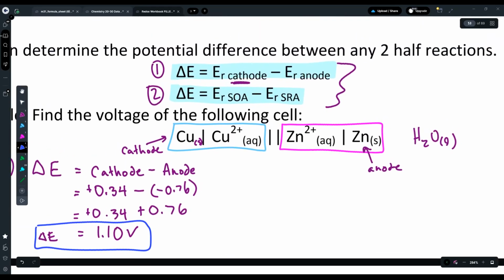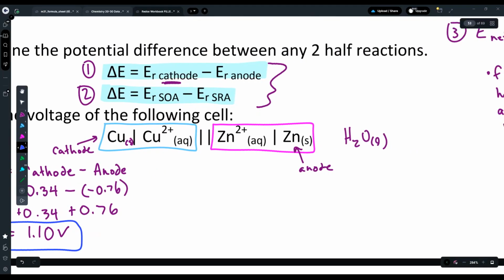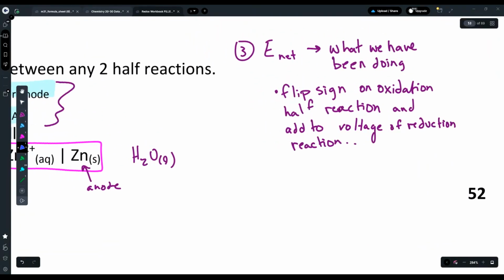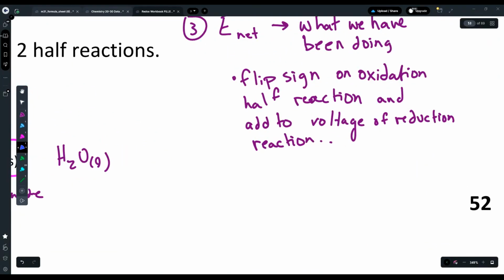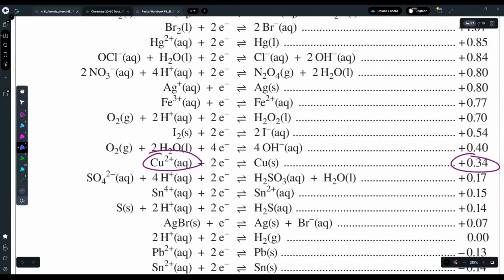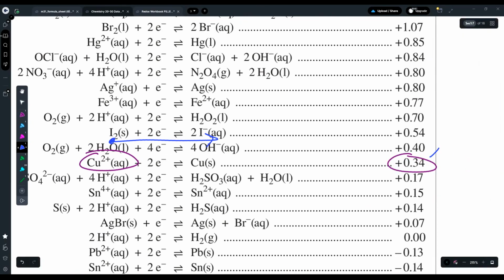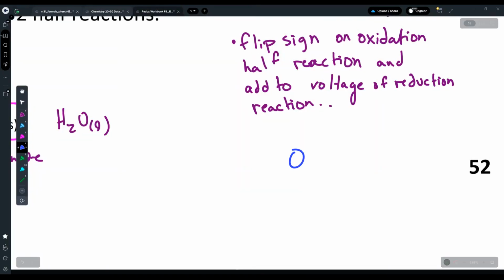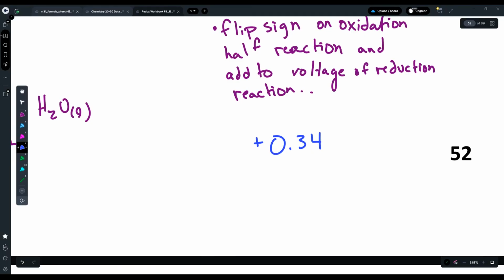Alright, so method number 1 and 2, very similar. If I was to show you the way that we have been doing it, I would say, okay, the reduction half reaction, we're reading that from left to right. So we keep the sign, or we keep the value as is. Okay, so if I was to do that using the method we have been doing, it would look like this.